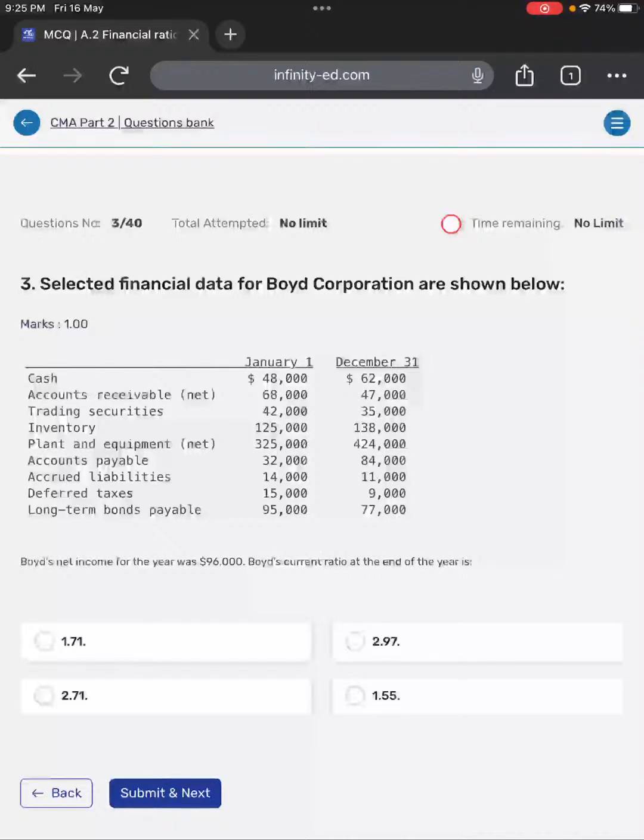Current ratio at end of the year: cash 62,000 plus receivables 47,000 plus trading securities 35,000, inventory 138,000, and plant and equipment, this is not a current asset. Total current assets 282,000, divided by current liabilities.